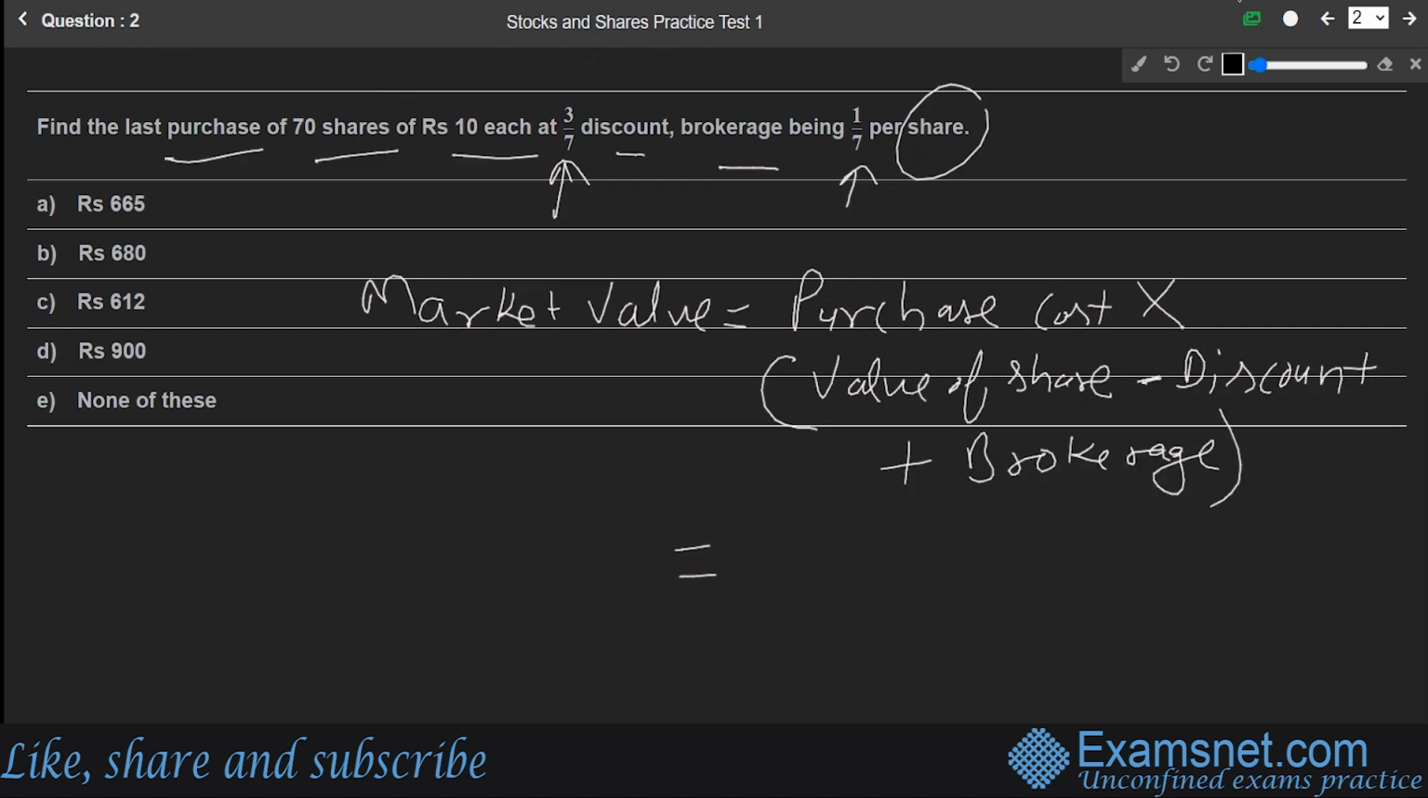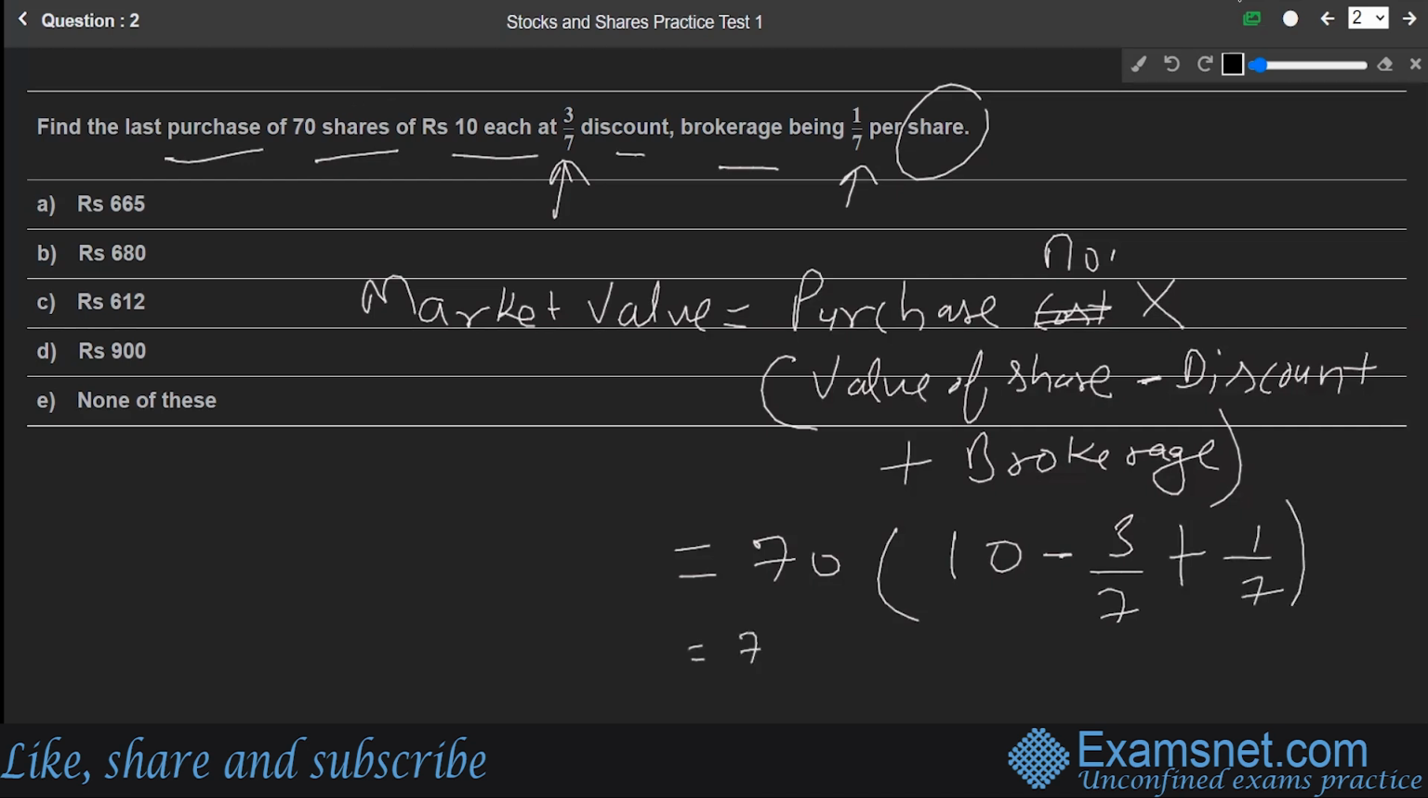Purchase number, rather than purchase cost, is what is given: last purchase of 70 shares. This should not be purchase cost; this should rather be purchase number. How many shares you have purchased? You have purchased 70 shares, and the value of each share is given as 10, minus discount, which is given as 3 by 7 rupees on each share, plus how much brokerage you have to pay. You have to pay 1 by 7 rupees per share brokerage.